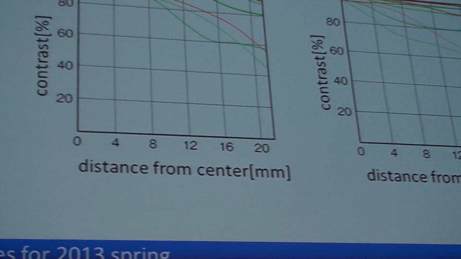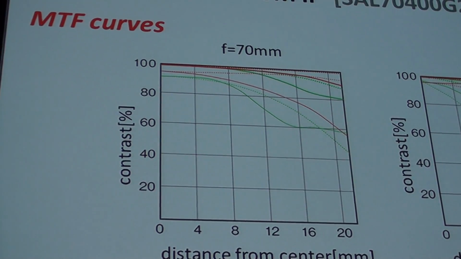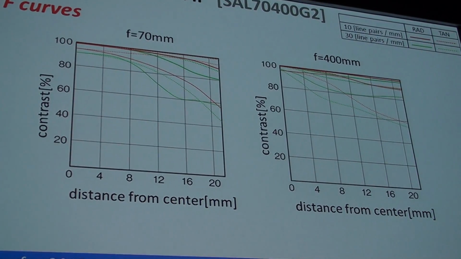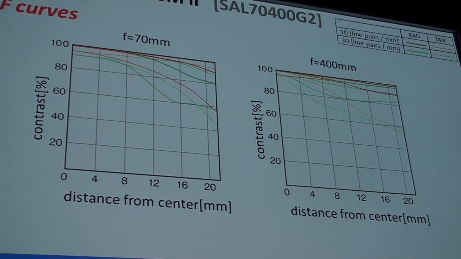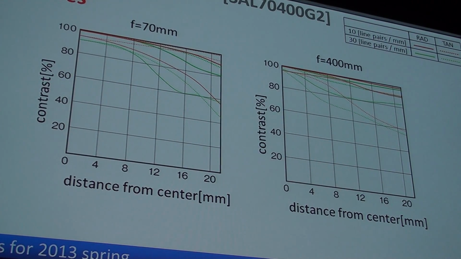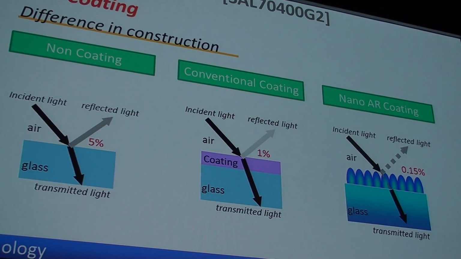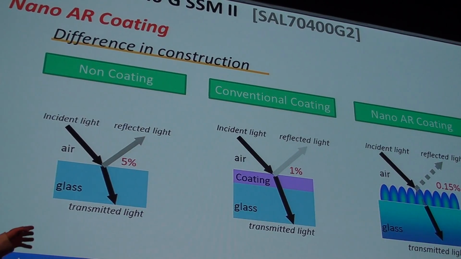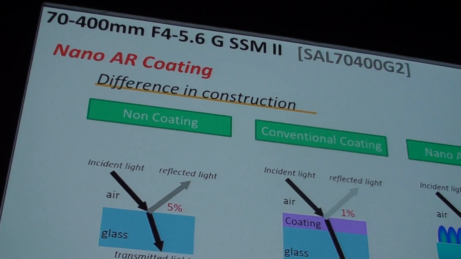The next slide shows the MTF charts. And actually, the optical design is the same as G1. So the MTF chart is the same as the G1. But this lens has a nano air coating.